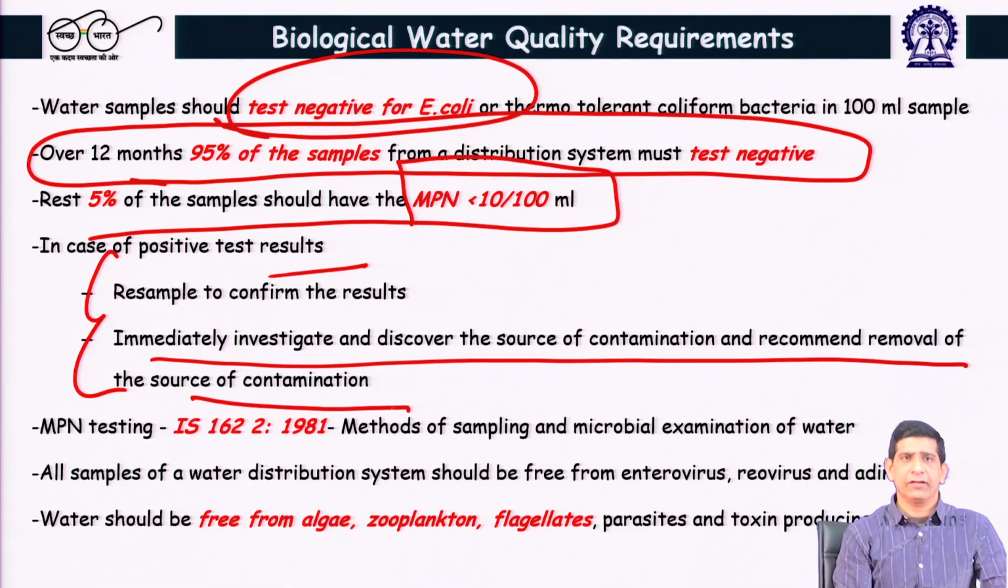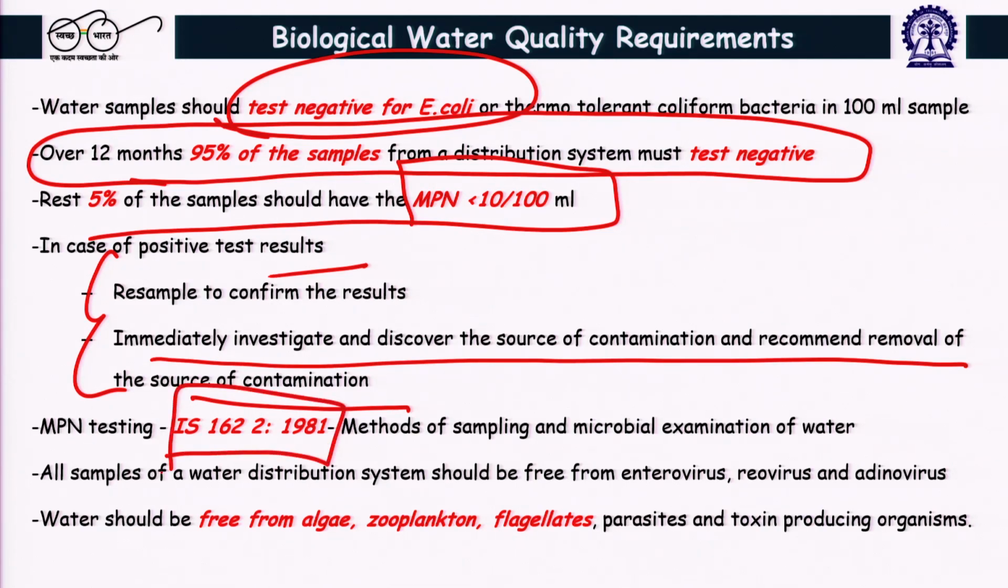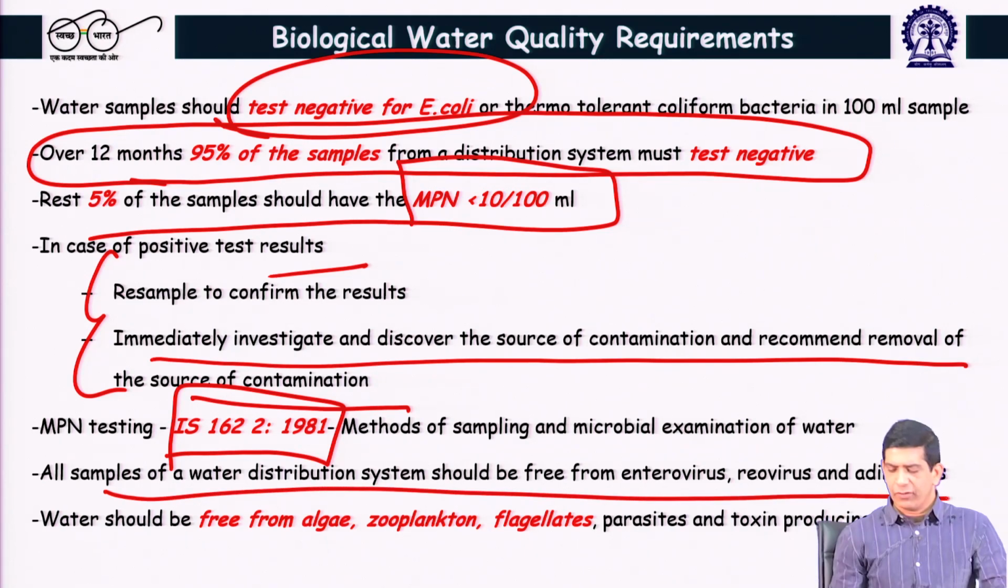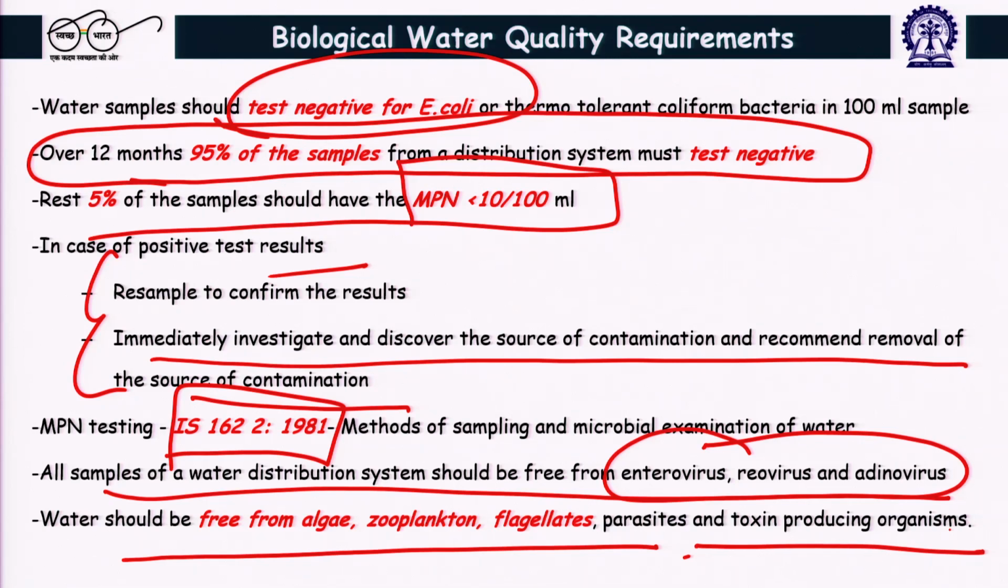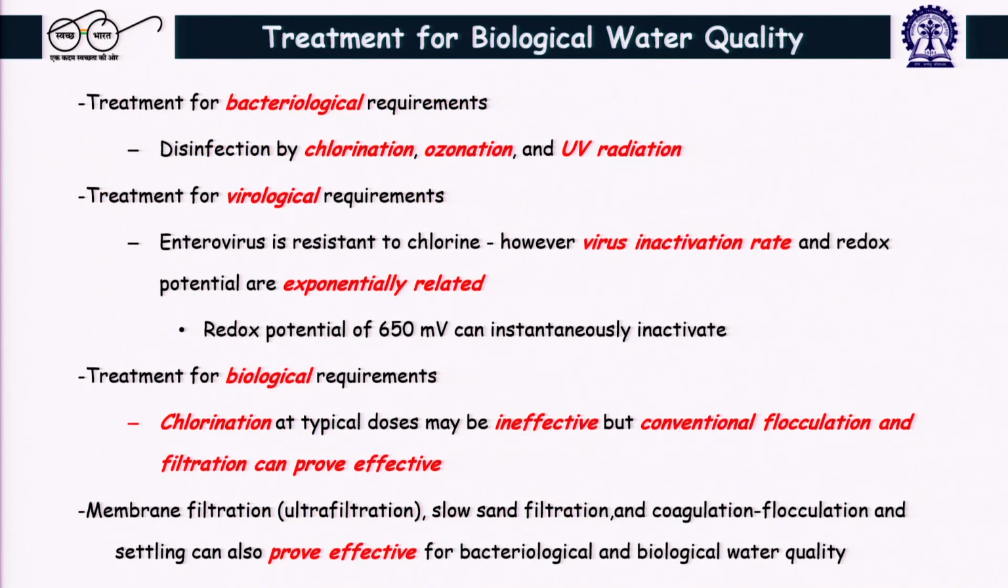Fecal matter and other stuff can cause MPN numbers. There are standard methods of how to do this MPN testing. All samples from the water distribution system should be free of all these different types of virus. Water should also be free from all these algae, zooplankton, parasites and toxin-producing organisms. So, we keep a check on all these water quality parameters.